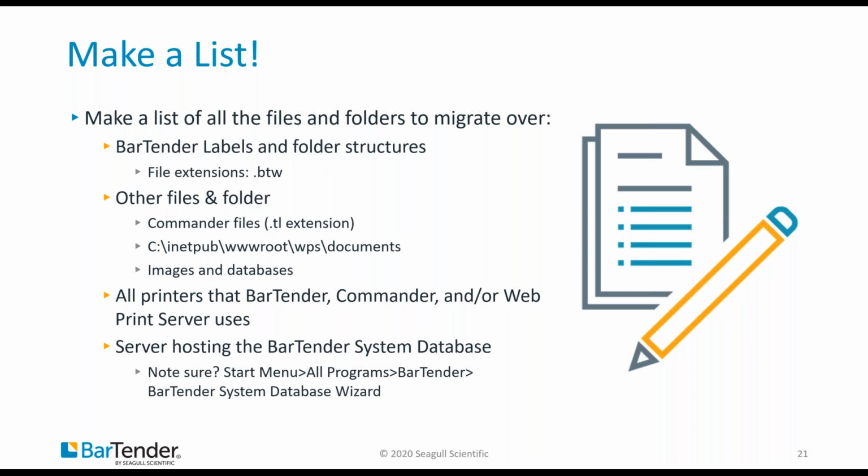If you're not sure where your system database is and you're on BarTender 10.1 and prior, you can go to your Start menu, BarTender, and the System Database wizard. And that dialog will tell you the information as far as what SQL server you're logging into and what the name of that database instance is. And in 2016 and forward, remember that it's in your admin console.